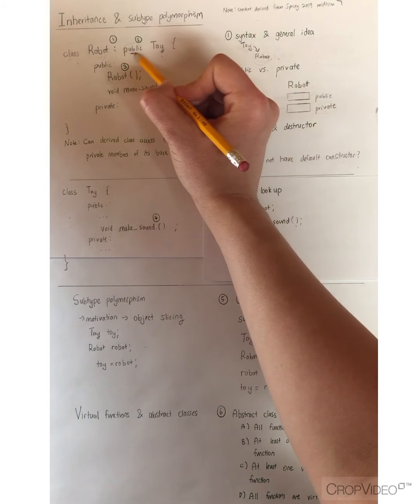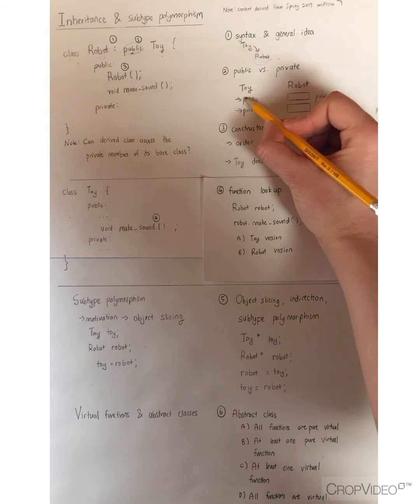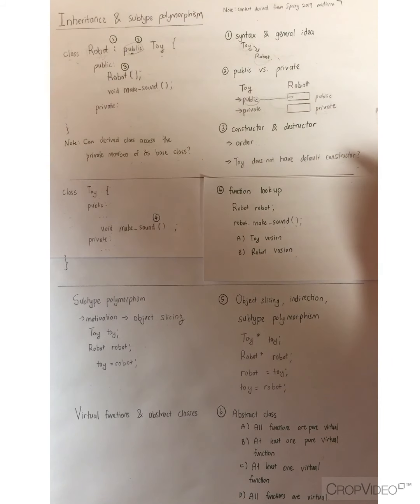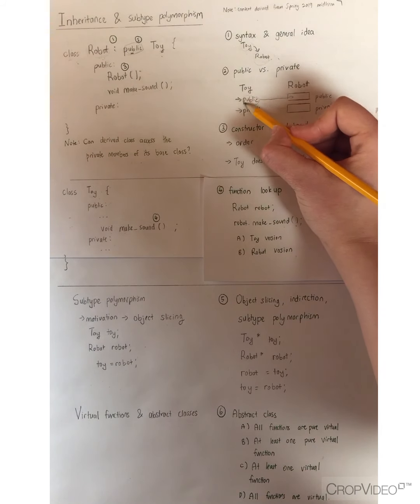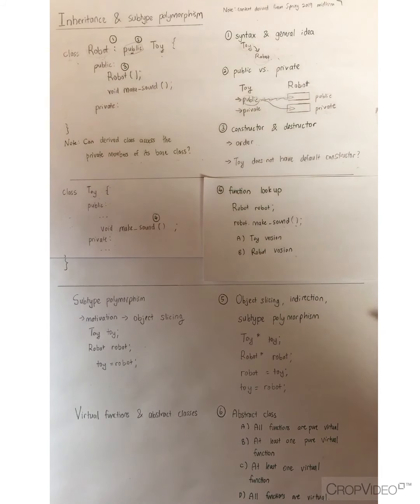Let's look at the public keyword over here. What this public keyword says is basically that whatever was in the public section of Toy would end up in the public section of Robot. If we have a private keyword instead, it means whatever was in the public section of Toy would end up being in the private section of Robot.